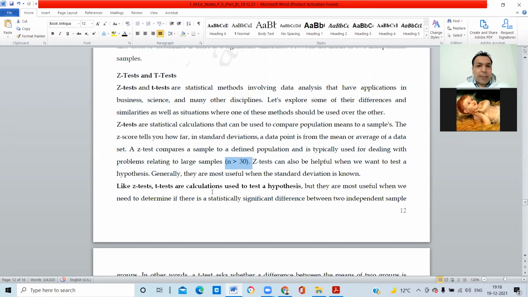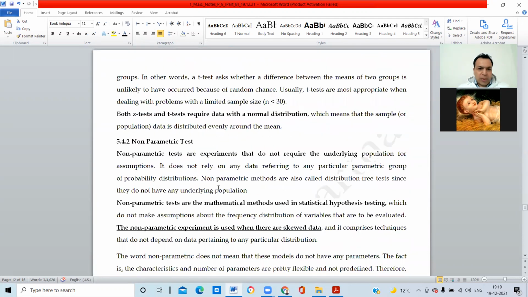Sometimes what happens? Suppose your research topic is a comparison between two things, and you collected data with a sample of, for example, 200. If you use the T test, your result will come out wrong, because inferential statistics, the parametric test, says that if your sample is more than 30, then you have to switch to the Z test. So this is all about the parametric test.